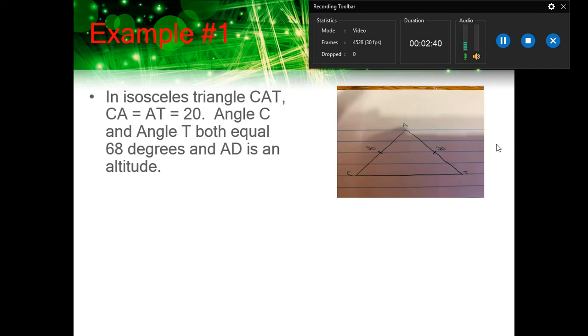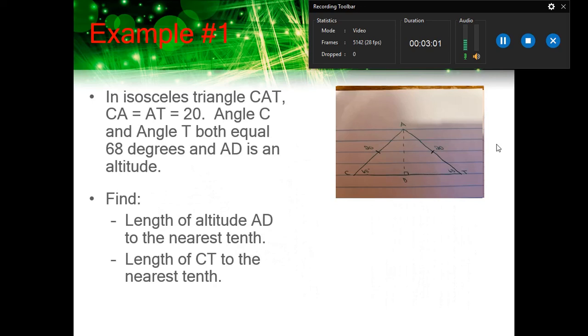It also says that angles C and T are both 68 degrees, so I'm going to add that to my diagram, and that AD is an altitude. The altitude has to be drawn in by you. Remember, it's going to come straight down and hit the opposite side in a perpendicular manner, and I did label that point D.